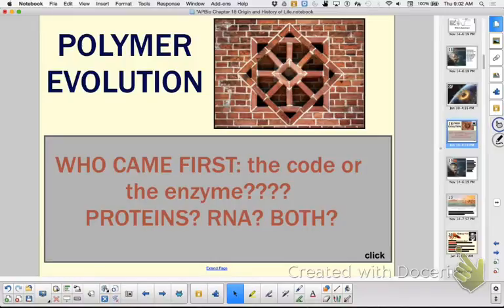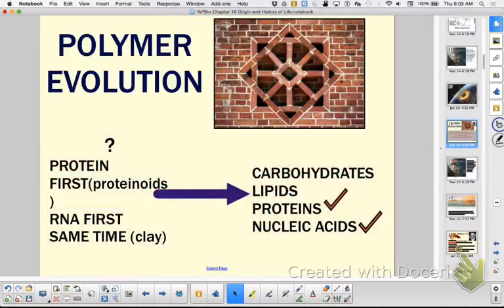So then who came first? The code or the enzyme? Think about it. What's our code book? DNA. Okay? So you have DNA in order to build proteins, but in order to build proteins from DNA, you need proteins, you need enzymes. So where did the enzymes come from if they came first? Do you see what I'm saying? So who came first? Proteins, did they come about at the same time? Which nucleic acid came first?